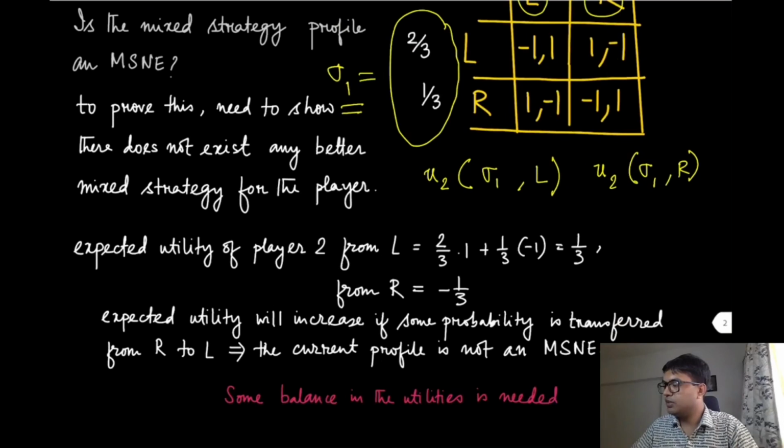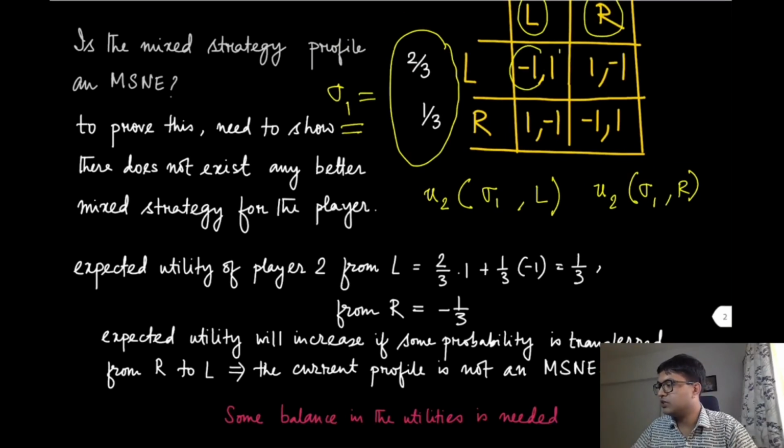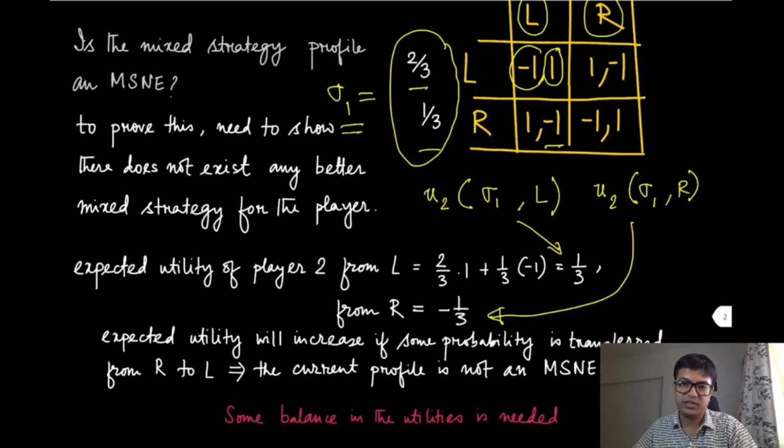So you can see that, because we are looking at player 2, you are going to multiply this utility with 2/3 and minus 1 with 1/3, and that is going to give you 1/3, which is the expected utility. So this utility is going to be 1/3, while this utility, you can calculate, is going to be minus 1/3.